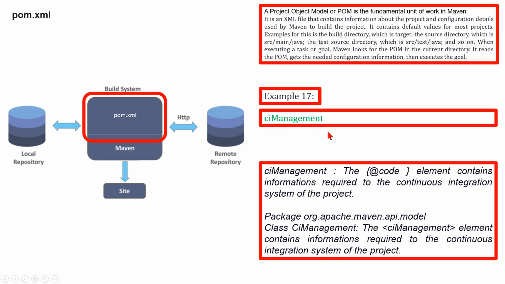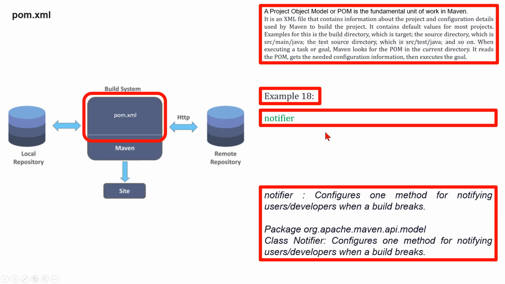CI management, the CI management element contains information required for the continuous integration system of the project. The class CiManagement in package Maven.api.model. The CI management element contains information required for the continuous integration system of the project. The notifier configures one method for notifying users or developers when the build breaks. Class Notifier in package Maven.api.model configures one method for notifying users or developers when a build breaks.